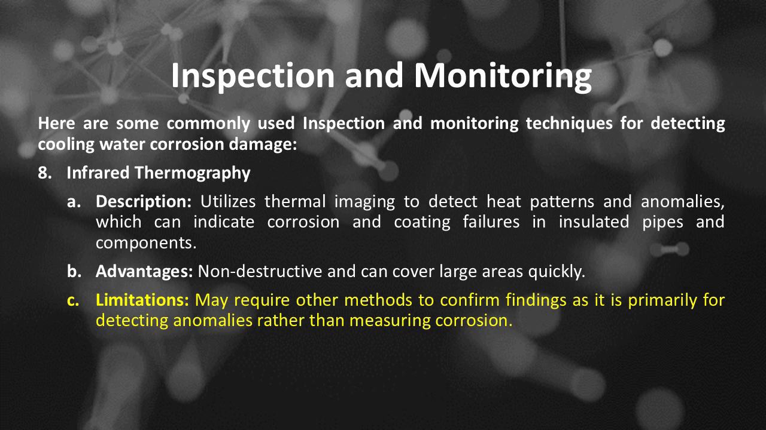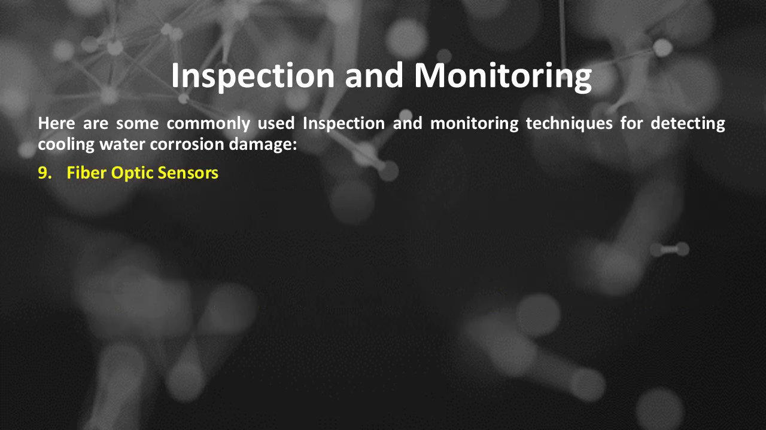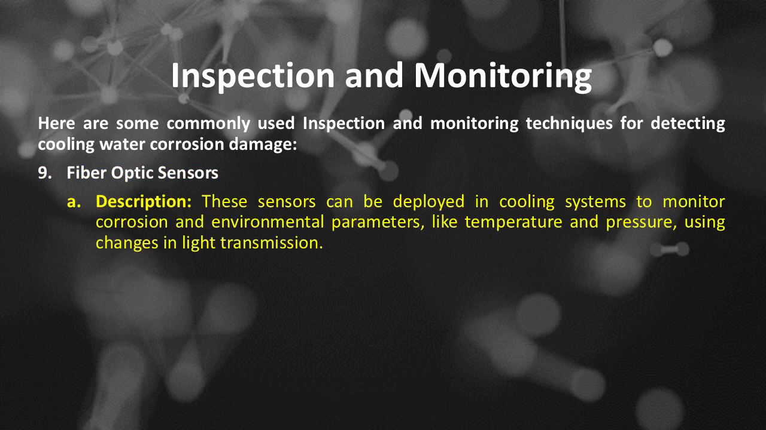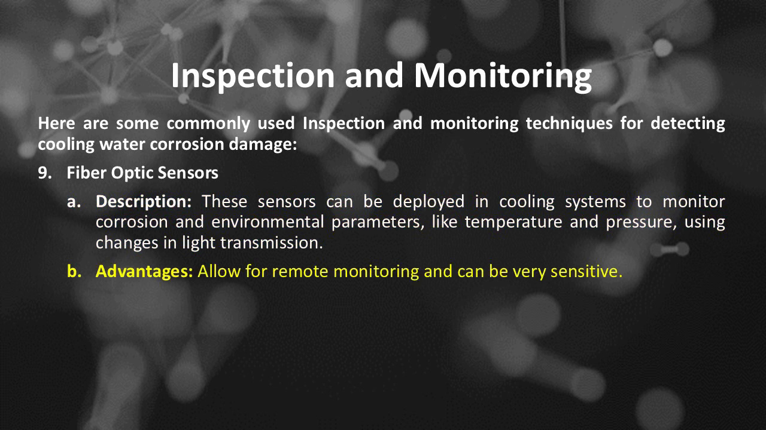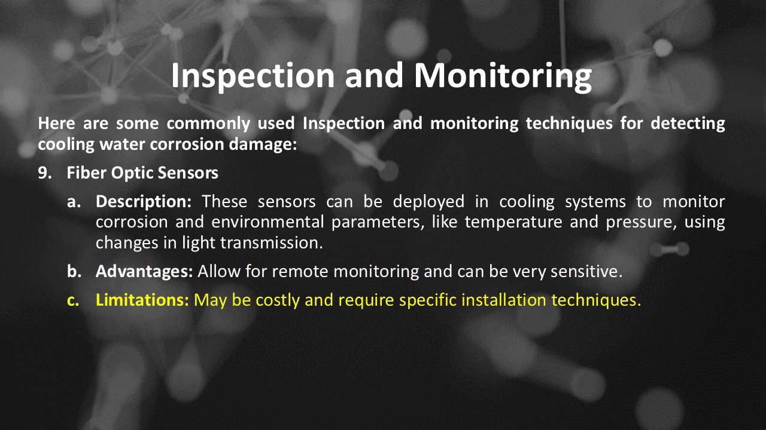Number 9 is fiber optic sensors. Fiber optic sensors description: these sensors can be deployed in cooling systems to monitor corrosion and environmental parameters, like temperature and pressure, using changes in light transmission. Fiber optic sensors advantages: allow for remote monitoring and can be very sensitive. Fiber optic sensors limitations: may be costly and require specific installation techniques.